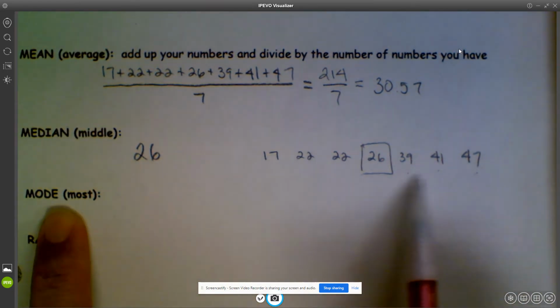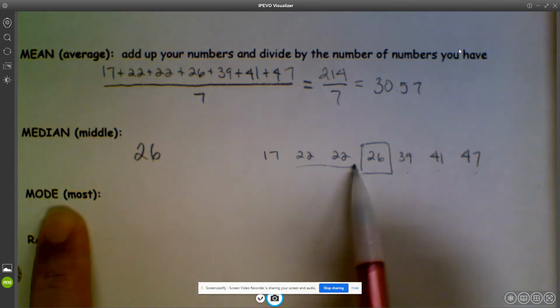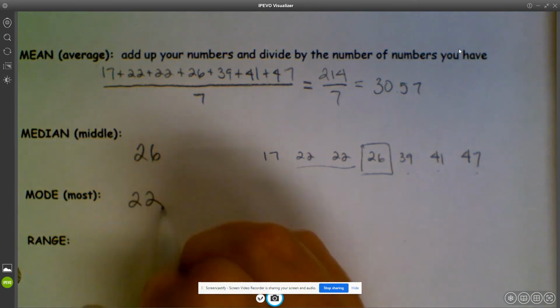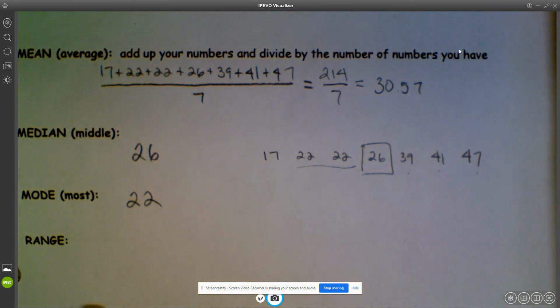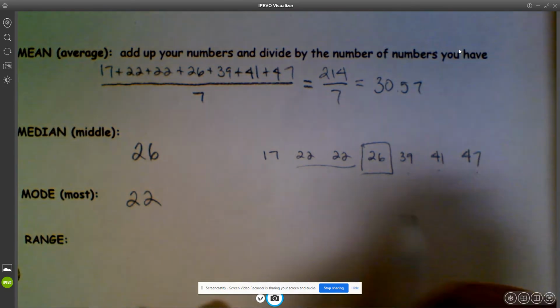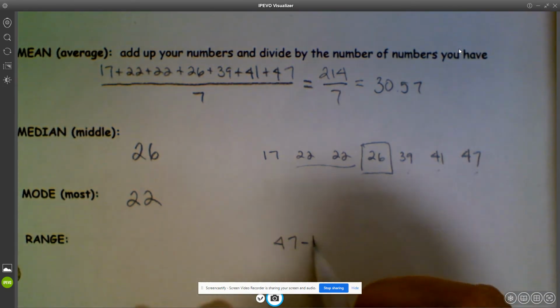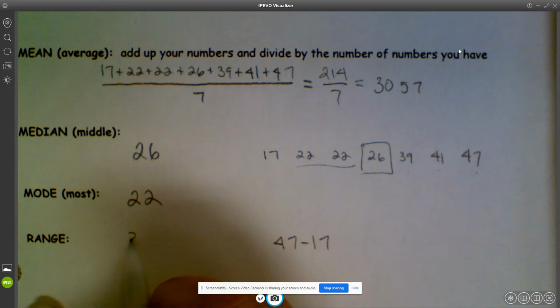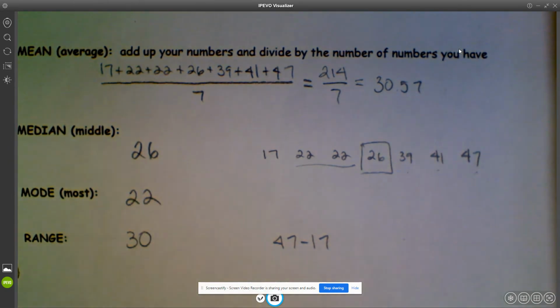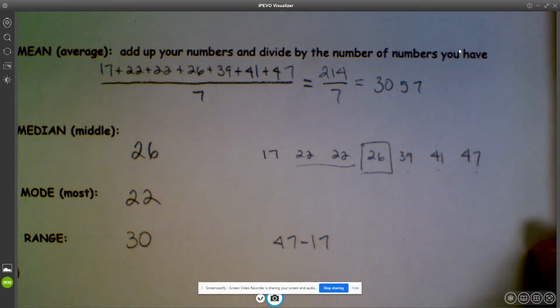My mode: is there a number that shows up more than the others? Yes, 22 shows up the most. And then to find my range, my largest number is 47, my smallest number is 17, so my range is 30. And that's what we're going to do to find the mean, the median, the mode, and the range.